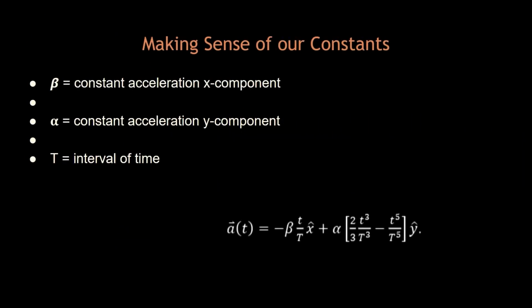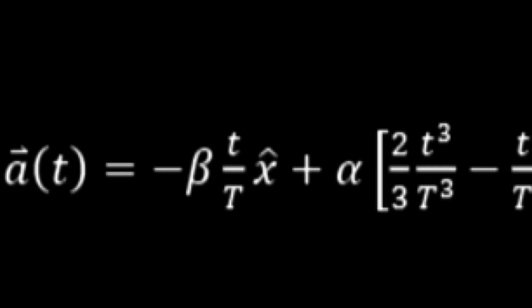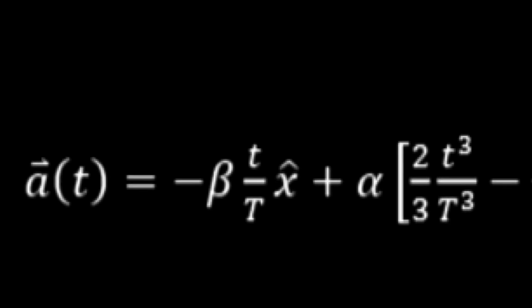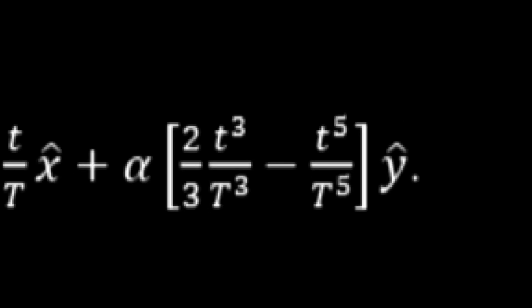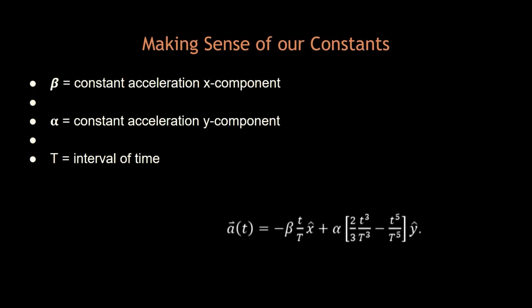We can tell that beta is a constant for the x component of acceleration, as it is being multiplied with x hat, the horizontal unit vector, while alpha is multiplied with y hat, the vertical unit vector. Since big T is a constant time value, we will consider it as an interval of time that indicates the motion of the helicopter we need to focus on, which can be manipulated depending on our needs.